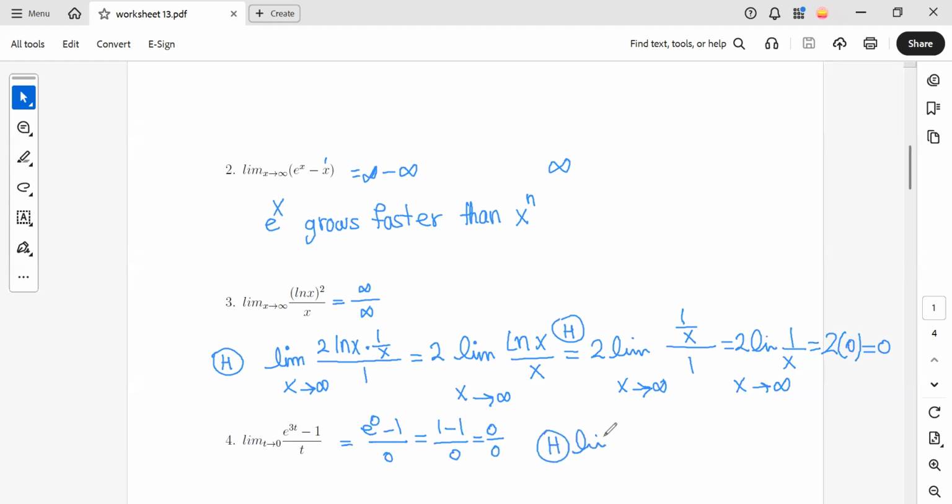We would take derivative of numerator, which is again using chain rule. So we would have 3e to 3x over derivative of t, which is 1, when t is approaching 0. Now we are going to have 3e to 0, which is 1, and altogether we would have 3 as the answer here.